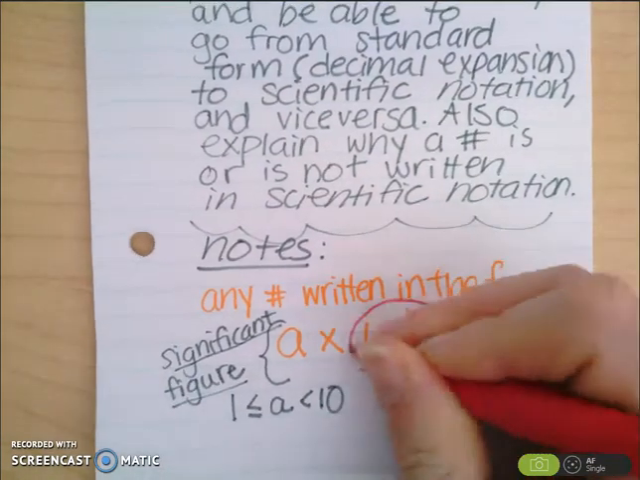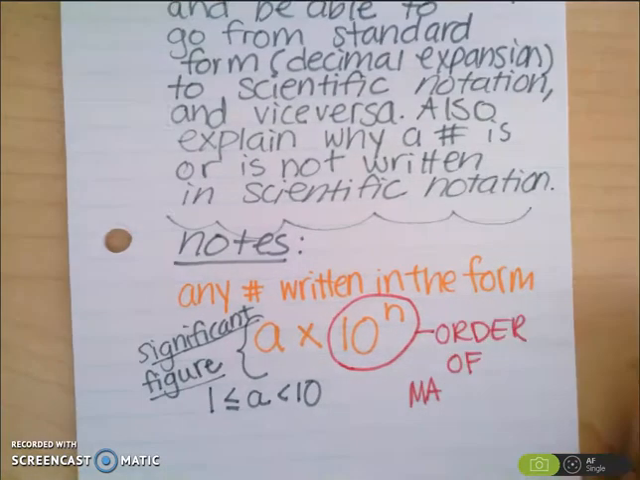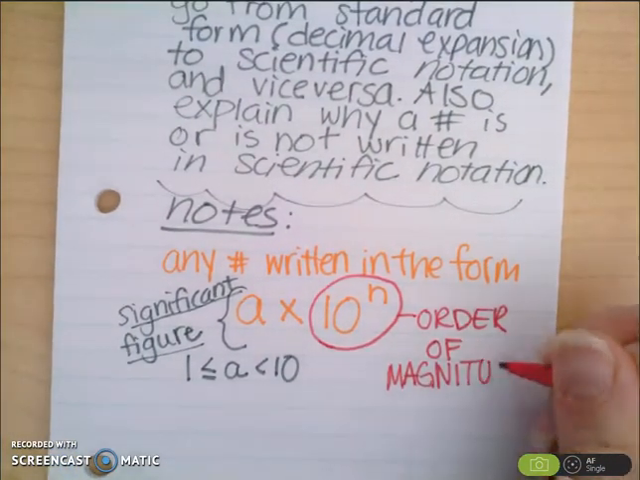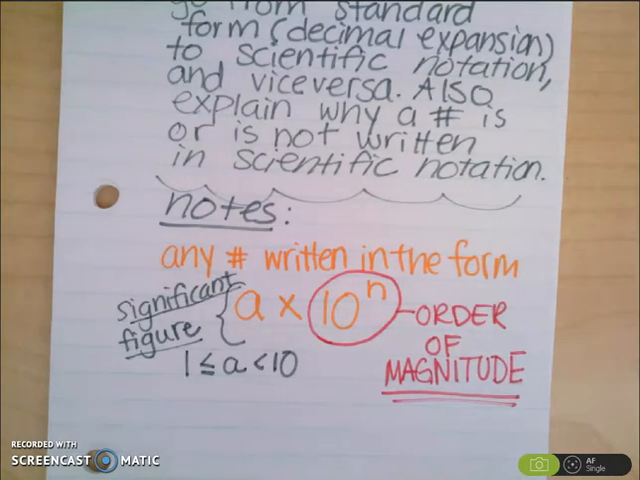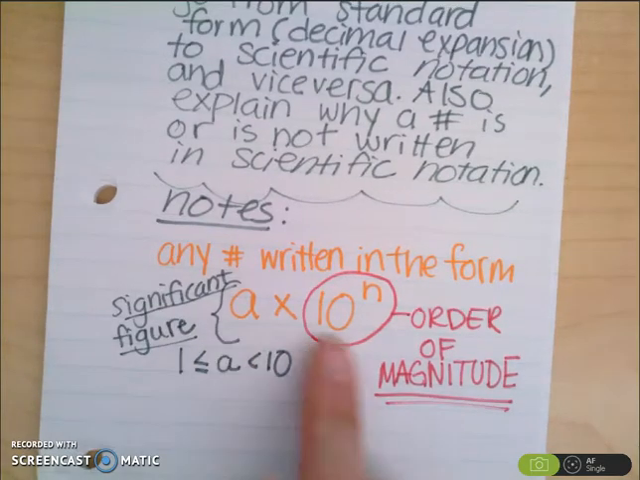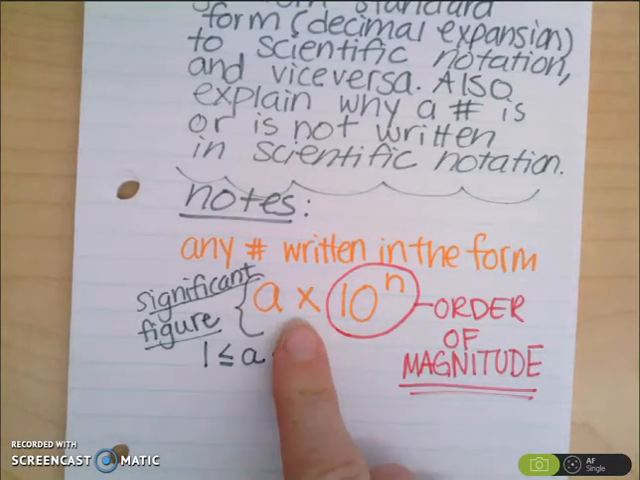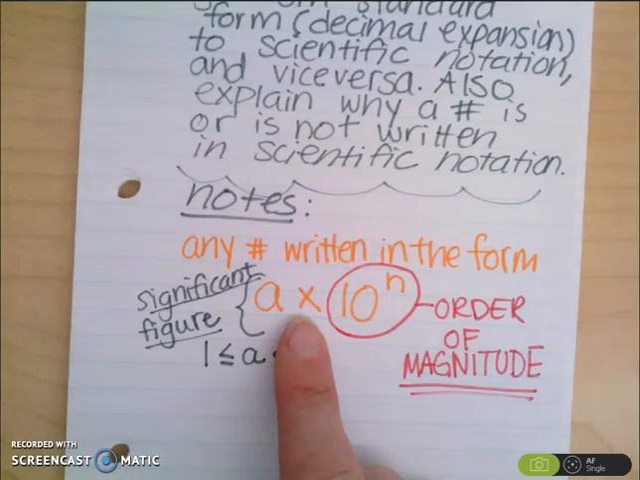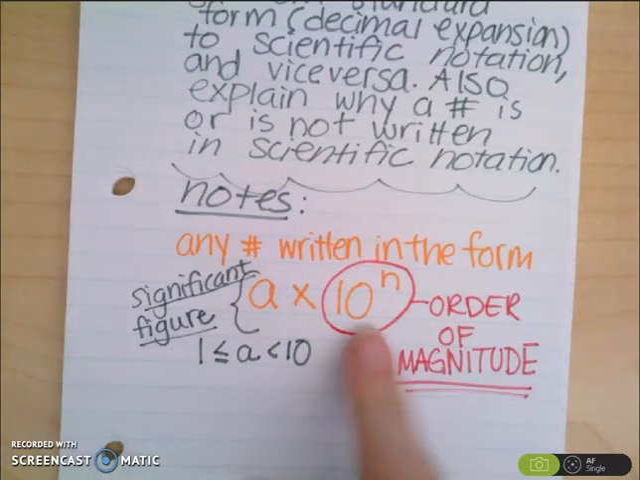The 10 to the power n is called your order of magnitude. You might have heard the word magnitude before when talking about earthquakes. This tells about how big or how small the number is, depending on whether n is positive, meaning it's larger, or negative, meaning the number is smaller. Any number written in this form, where a is greater than or equal to 1 and less than 10, times, always used with an x, that's how we know it's scientific notation, 10 to the nth power. Order of magnitude, significant figure.